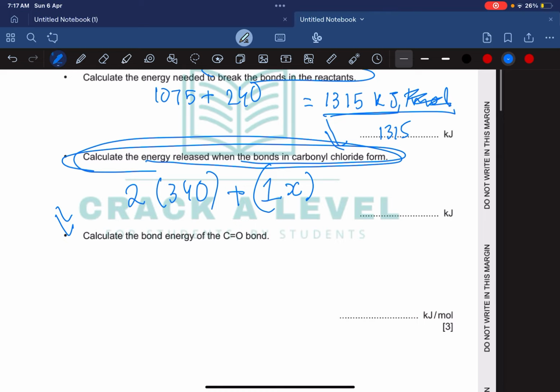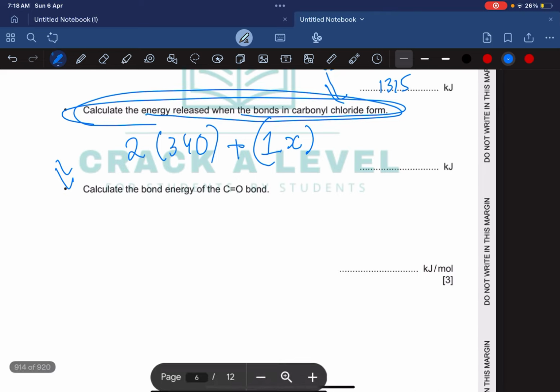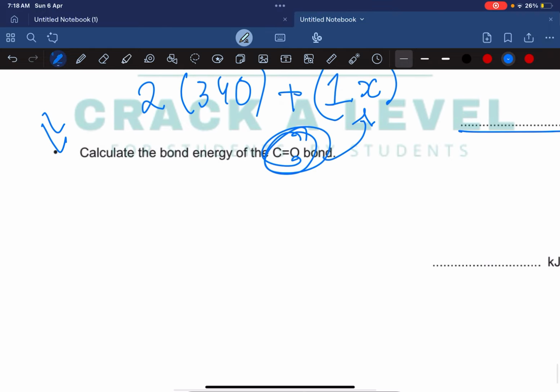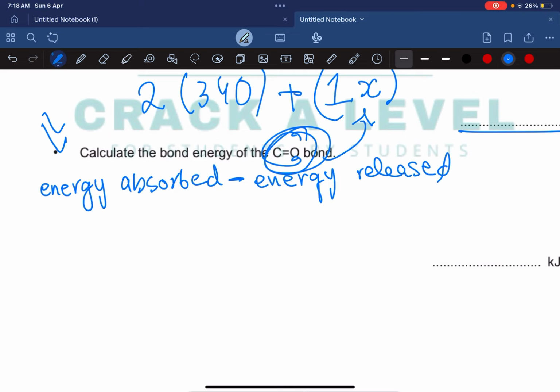The next part is going to surely help us. Calculate the bond energy of the carbon oxygen double bond. Once we get this bond energy, then we can plug in the value of x to find the total energy released. So how do we get the value for the enthalpy change? Energy absorbed minus energy released. Energy absorbed is when bonds are broken, energy released is when bonds are formed, and that equals your delta H.